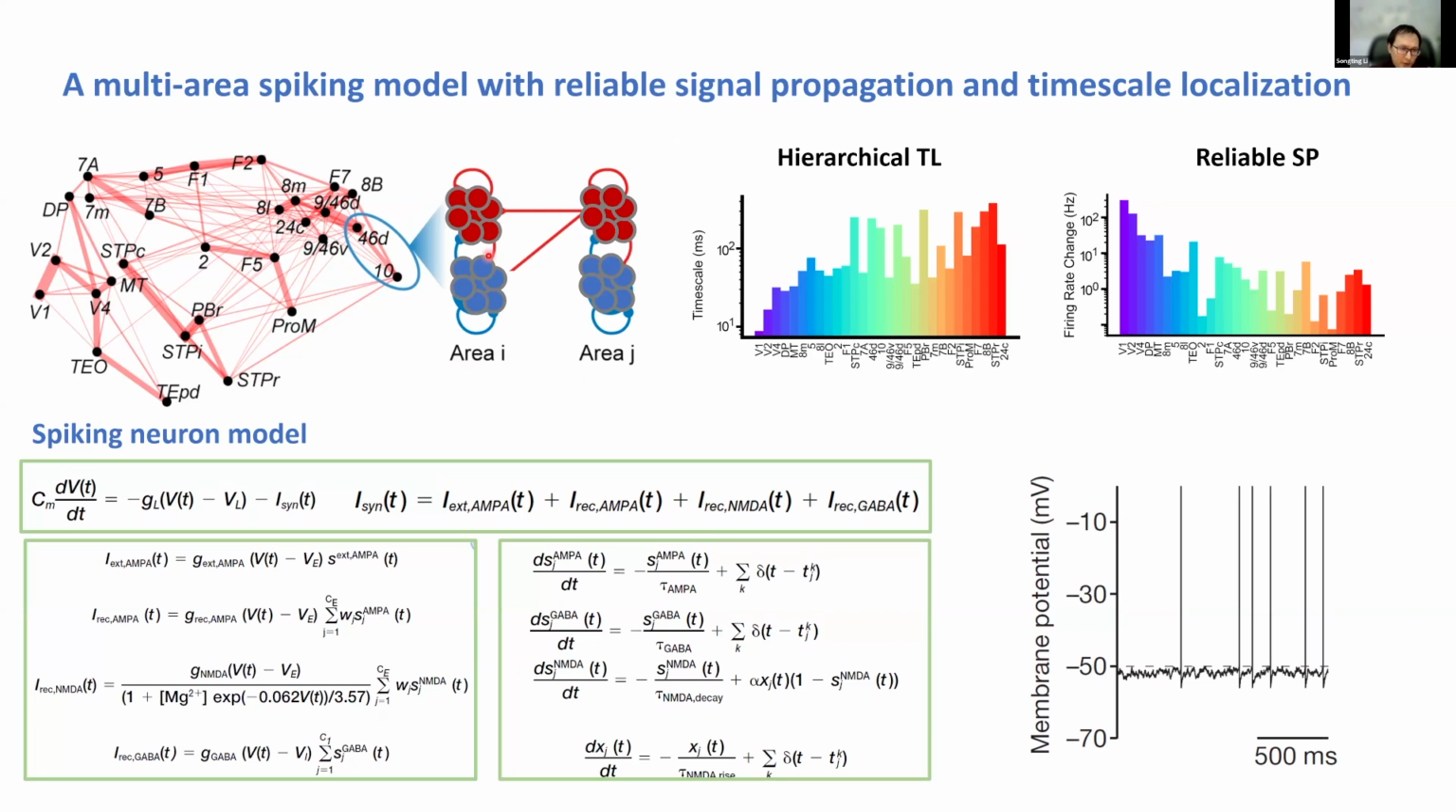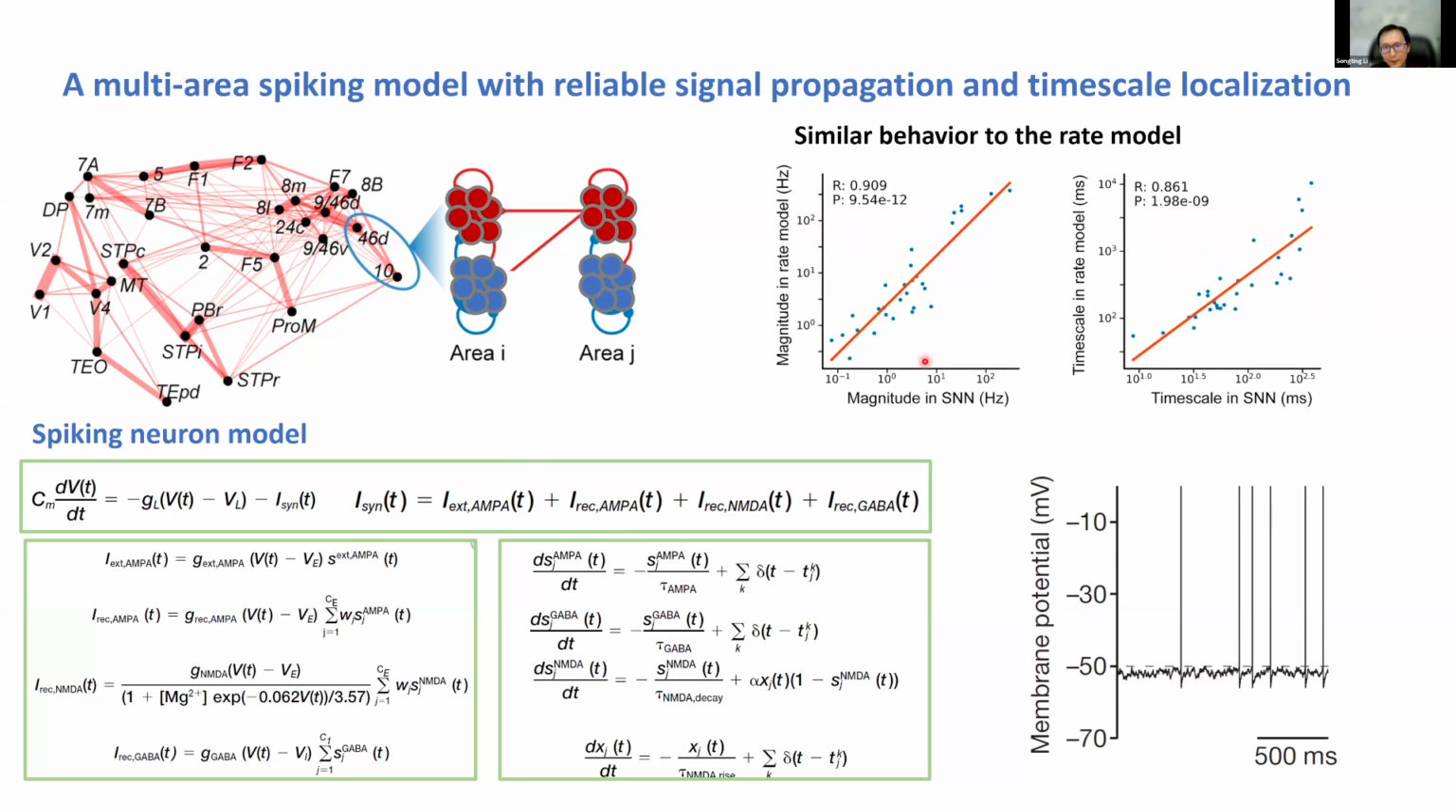But we can also generalize our results to a nonlinear system with a spiking neural model. So for each area, now we include 1,000 neurons with the EI ratio of 4 to 1. Each area follows an integrate-and-fire type model. And for this model, if we average the neural activity, we can see also a clear hierarchical time scale and also a reliable signal propagation as well.